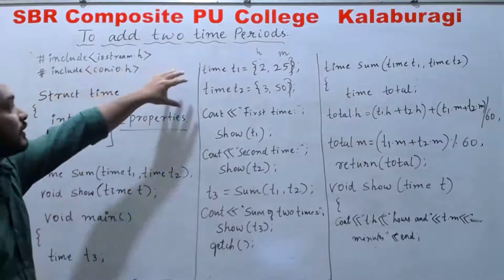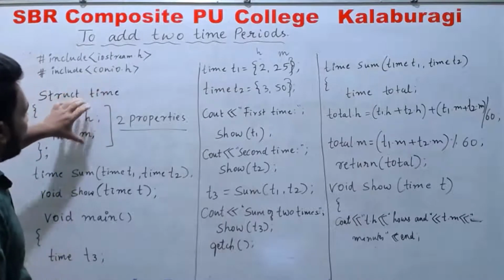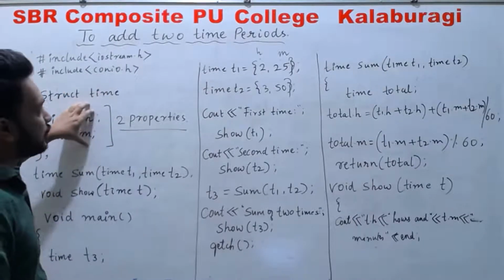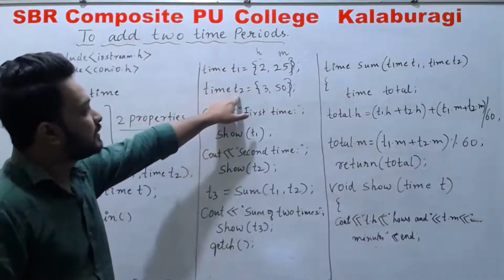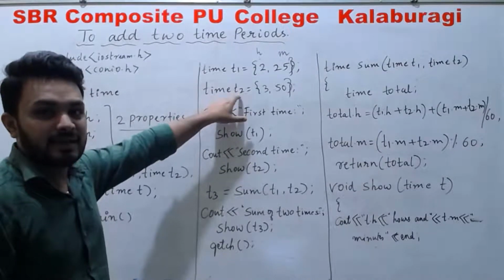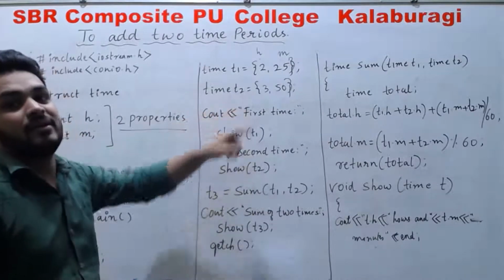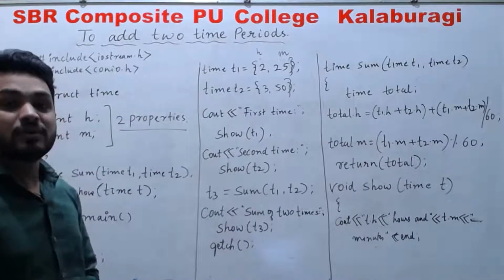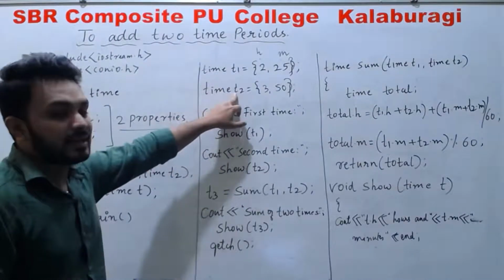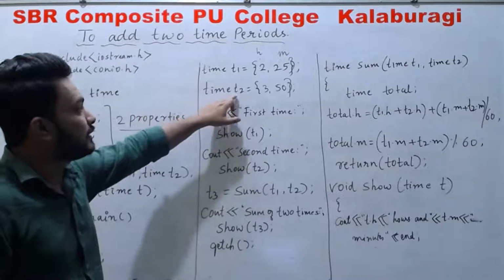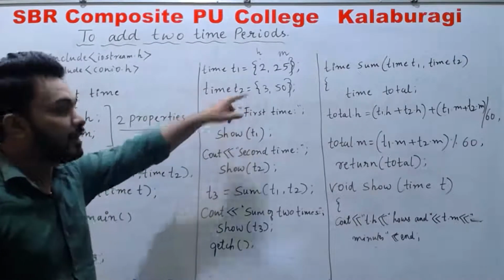A Time object I have taken with a reference variable and added two values inside the structure, correct? So this is a structure name, this is a reference name. What is a reference name? Whenever we are creating an object of a structure or a class, we should refer a value to the class or struct. So we write a structure name with the reference name. This is the structure name and this is the reference name, right?